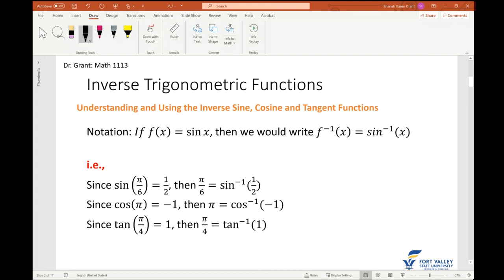So for instance, since we have, let's say, sine of pi over 6 is equal to 1/2, then that means pi over 6 equals sine inverse of 1/2. Recall that for your inverse function, we switch the y's and the x's, right? And so we should be familiar with these notations and ideas from when we did inverse.